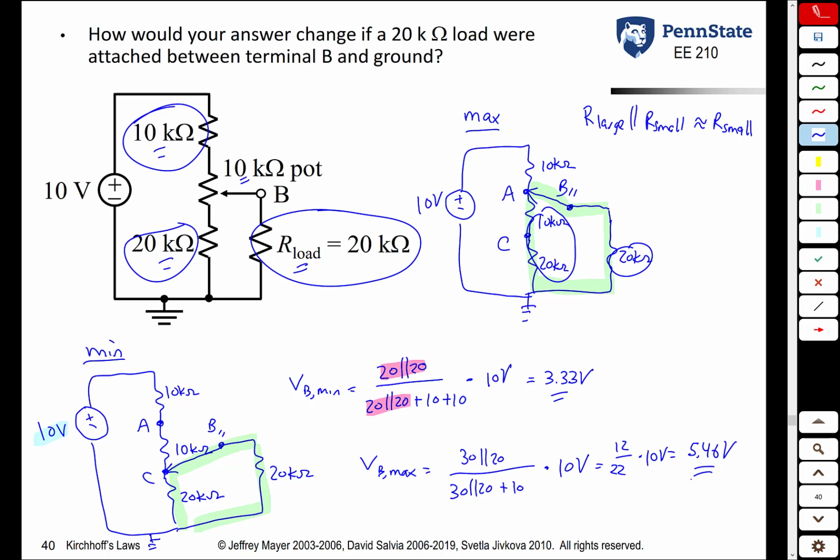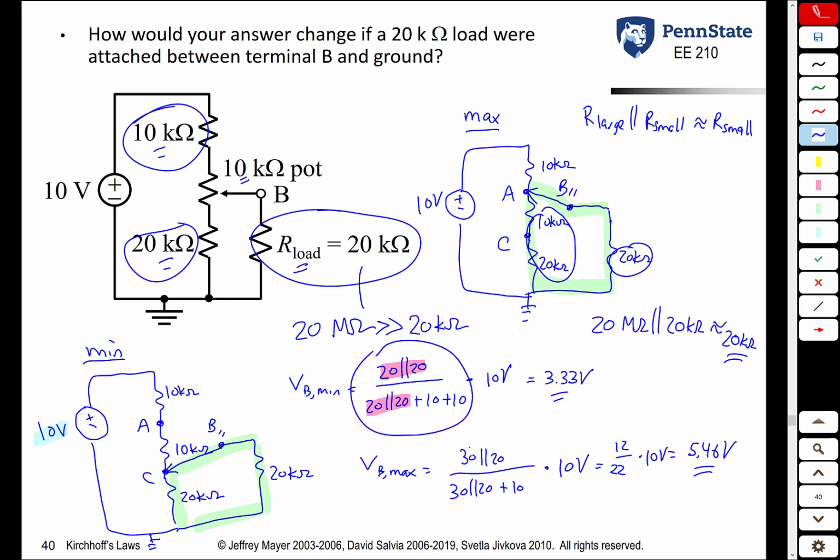If you redid this problem and instead made this R load, let's say 20 mega ohms, that's much larger than 20 kilo ohms. What would happen then is 20 mega ohms in parallel with 20 kilo ohms is going to be approximately equal to 20 kilo ohms. It's only going to be a little bit smaller than 20 kilo ohms, and so the effect on this equation here and then down here would be minimal.